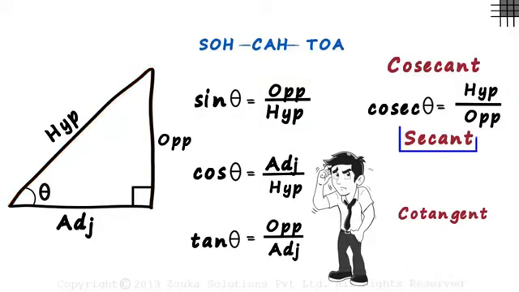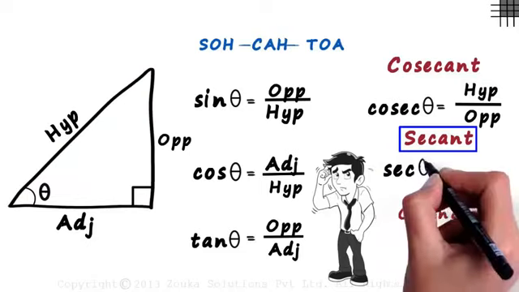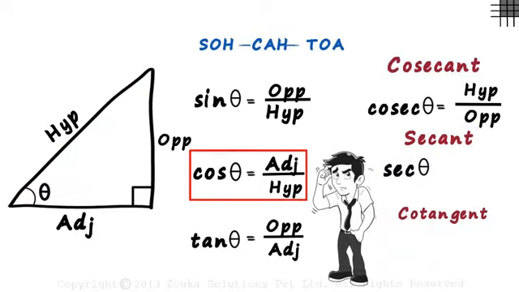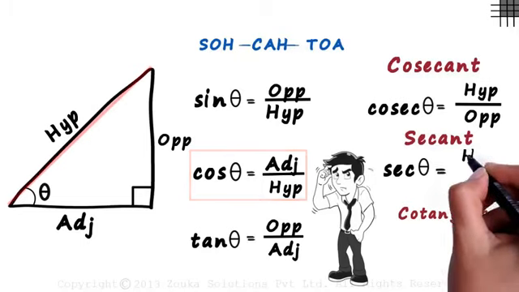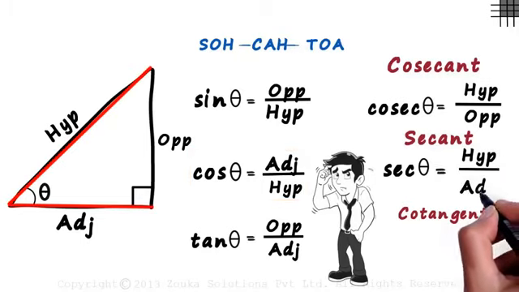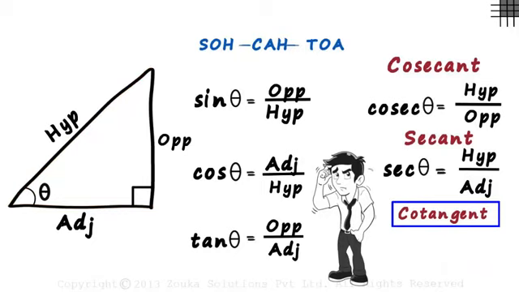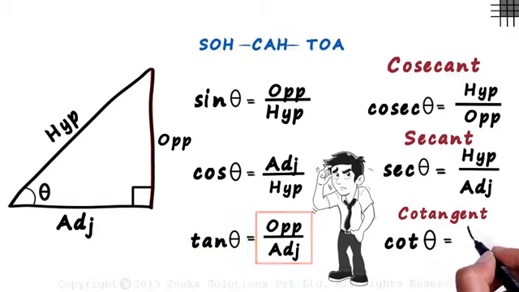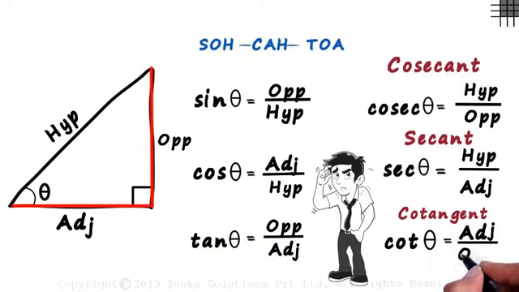The secant function is written as sec theta. And guess what? That's the reciprocal of cos theta. Reciprocal of cos theta is hypotenuse by adjacent. The cotangent function is written as cot theta. And yes, the cotangent function is also the reciprocal of the tangent function. So it equals the reciprocal of opposite by adjacent, which is adjacent by opposite.